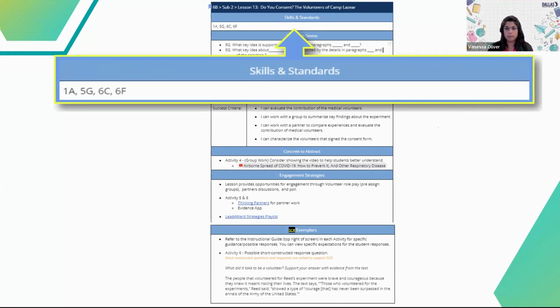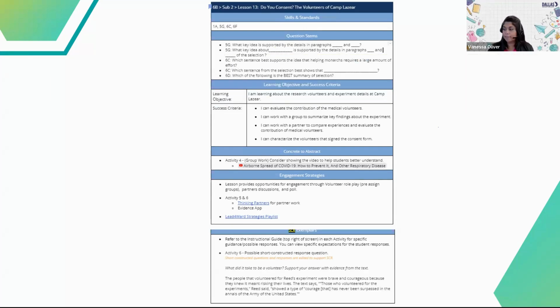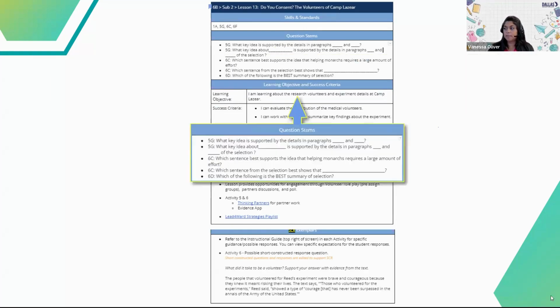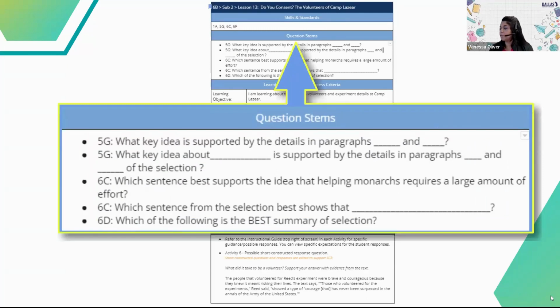Next, we have the question stems. These are the kinds of questions that can be used to assess students on a specific standard. We have only provided stems for the TEKS that are likely to be assessed on STAAR. Teachers can use any of these throughout the lesson to gauge students' understanding and to provide exposure to the kinds of questions they may see on STAAR.